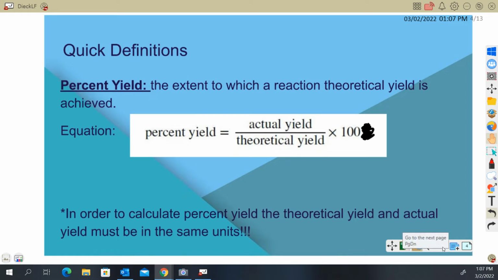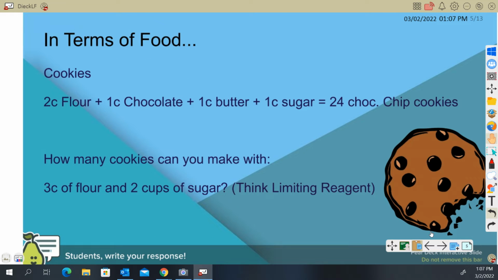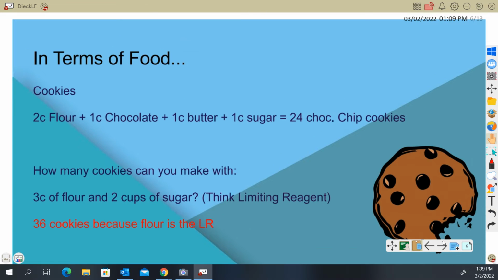So we're going to look at this in terms of food first, because everyone likes food. So cookies. Let's say to make cookies, we need 2 cups of flour, 1 cup of chocolate chips, 1 cup of butter, and 1 cup of sugar, and that's going to give us 24 cookies. I want you to take a minute and think about how many cookies you can make with 3 cups of flour and 2 cups of sugar. So we're going to make 36 cookies because flour is the limiting reactant.